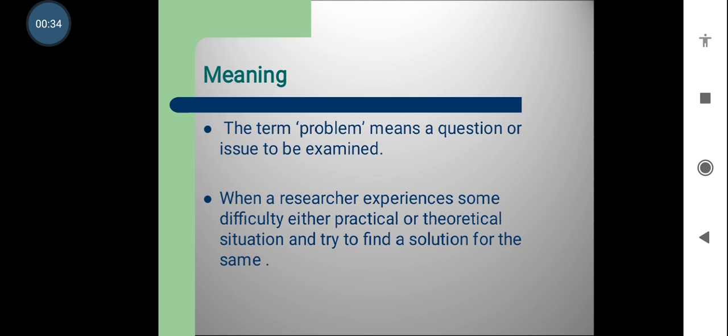So what is a research problem? The selection of a problem is the first step in research. The term problem means a question or issue to be examined. The selection of a problem for research is not an easy task. Itself is a problem. It is least amenable to formal methodological treatment. Vision and imaginative insight play an important role in this process.